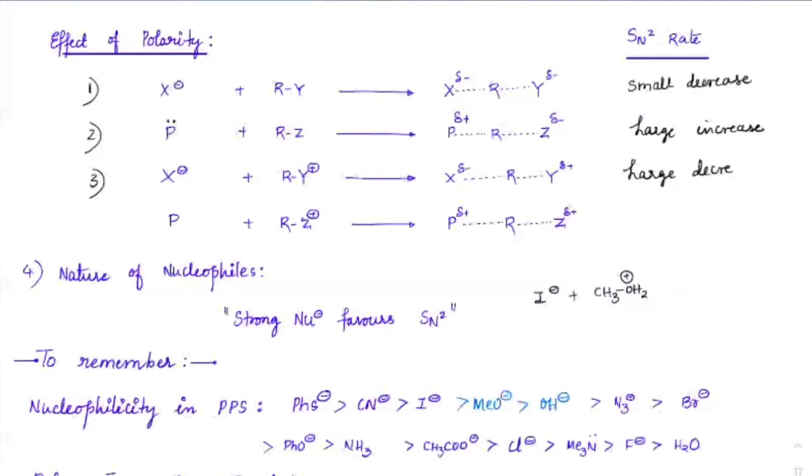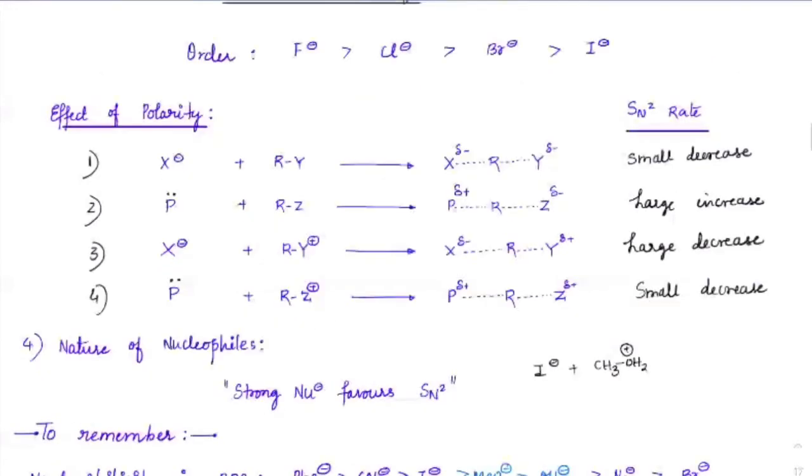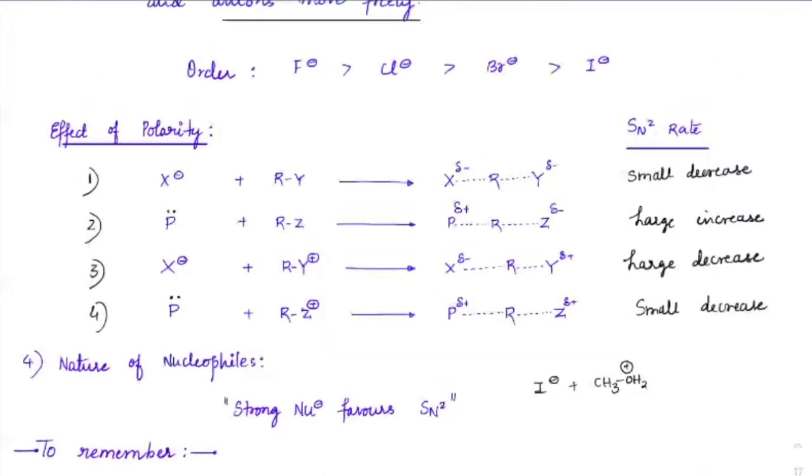So from here, what can I conclude? See, in most of the cases, SN2 rate will be decreasing as the polarity increases. But the only case where you will see a large increase is in this case. Okay, I will write the example here for the second one. For the second one, the best example is the attack of ammonia on RX.